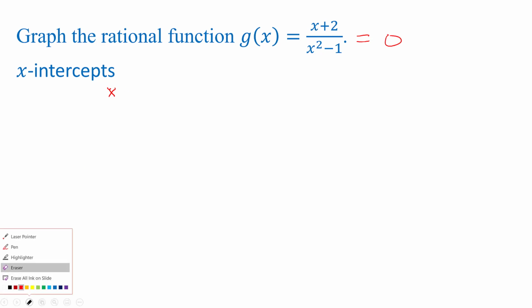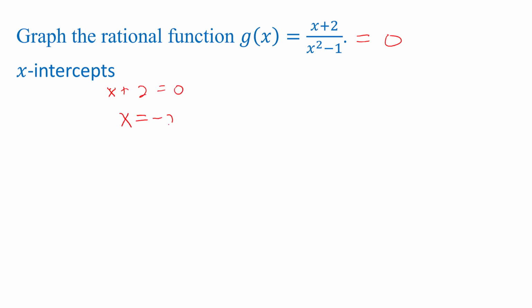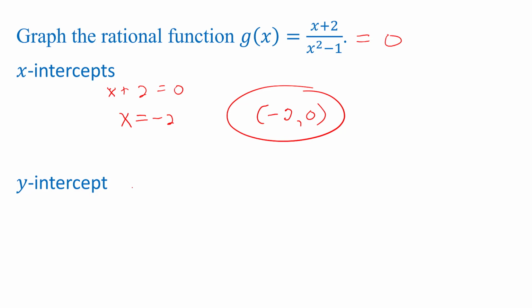Okay, and x plus 2 equals 0 when x equals negative 2. The x-intercept then is the point negative 2, 0 on our graph. The y-intercept, we set x equal to 0 and have y equals 0 plus 2 over 0 squared minus 1. Simplifying to get negative 2, we have a y-intercept of 0, negative 2.